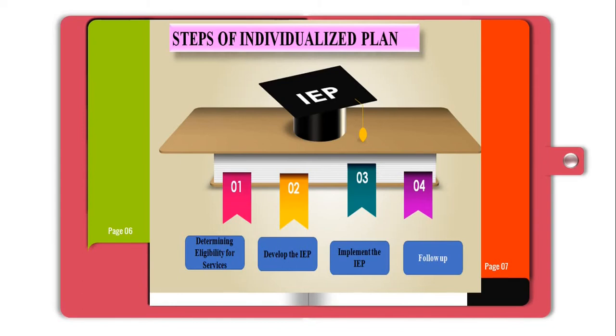The first one is autism, then deaf-blindness, deafness, emotional disturbance, hearing impairment, intellectual disabilities, multiple disabilities, orthopedic impairment, other health impairments, specific learning disabilities, speech or language impairment, traumatic brain injury, or visual impairment.